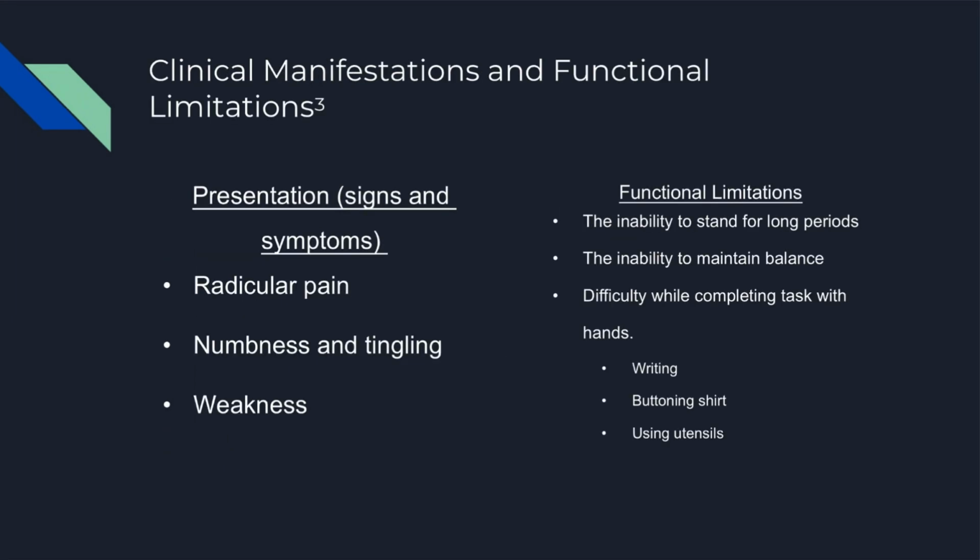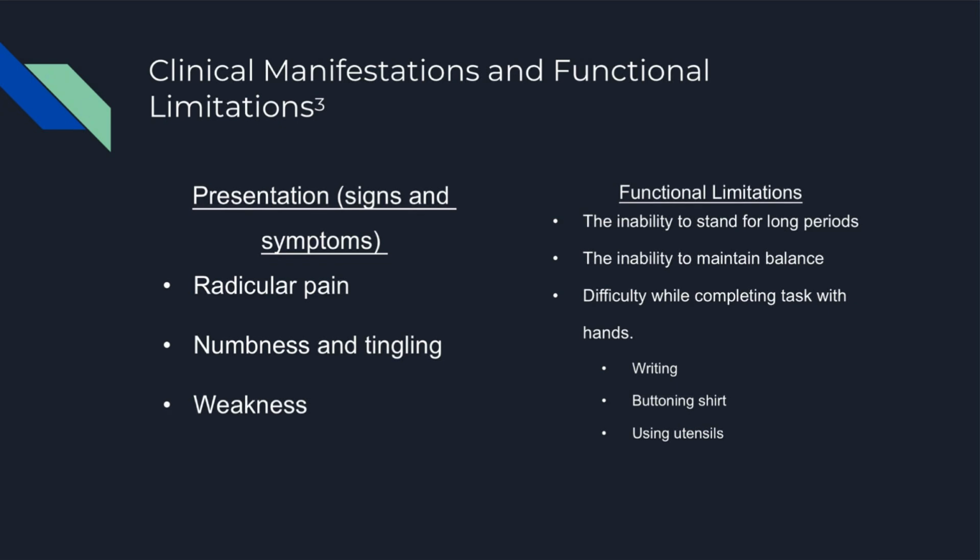So here are some of the clinical manifestations and the functional limitations. Some signs and symptoms include pain in the neck or lower back that can extend down the legs and foot, which is called radicular pain. A feeling of numbness and tingling in the buttocks, leg, or foot.